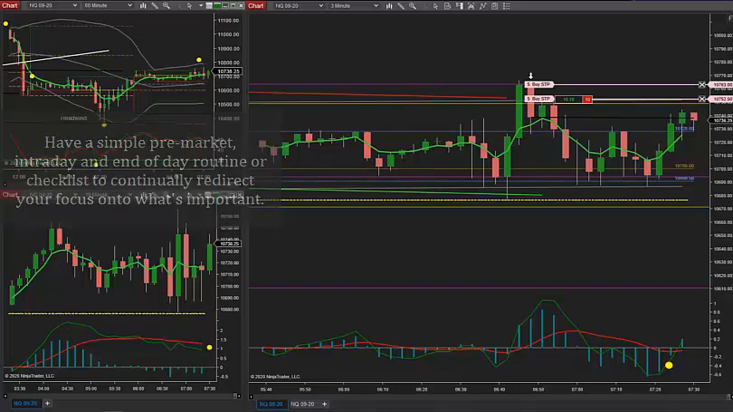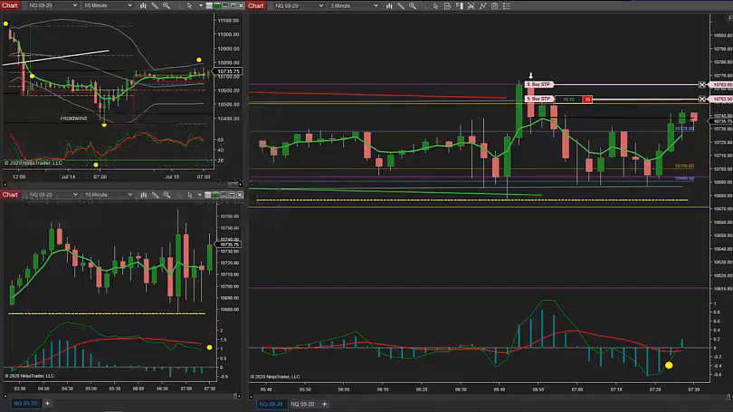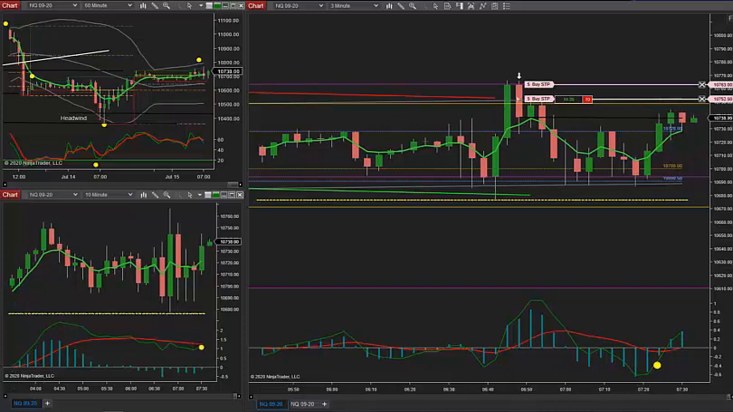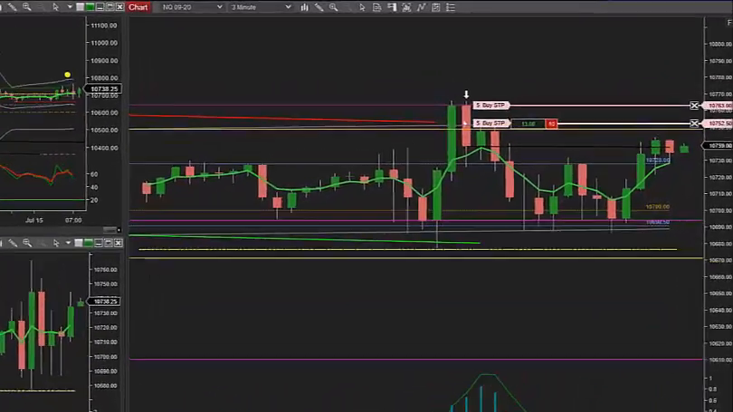If you think it's a trend, your main objective should be to get on board as early as possible and ride that trend as long as possible. If it's a range, then you want to focus on only entering at the extreme edges of the range.